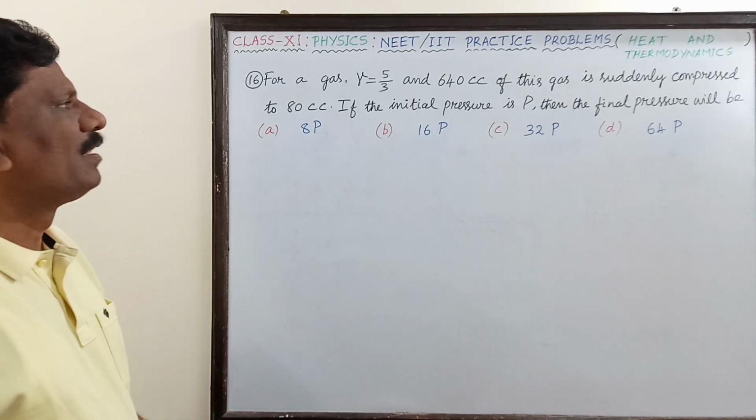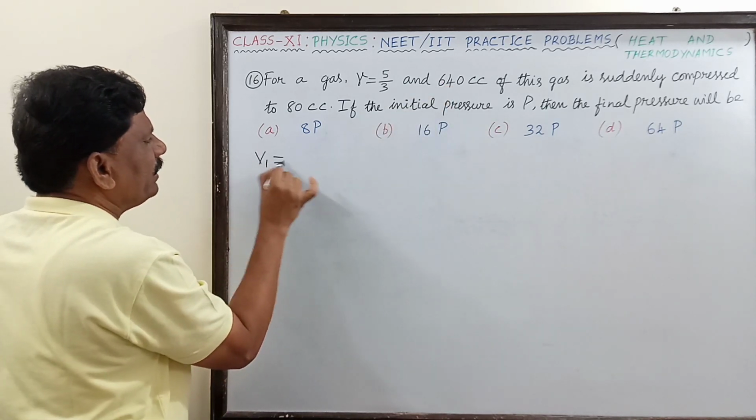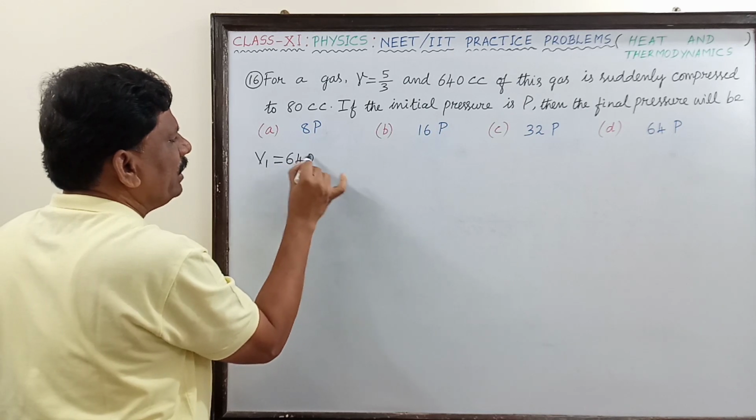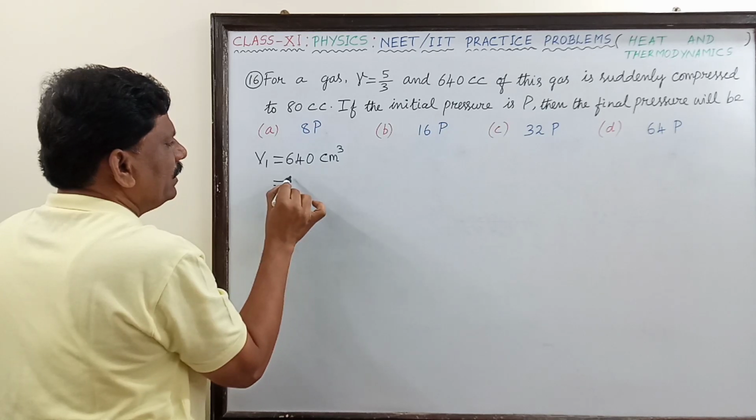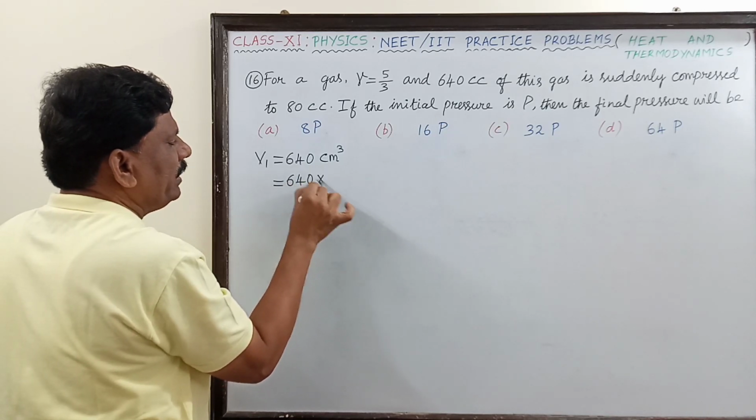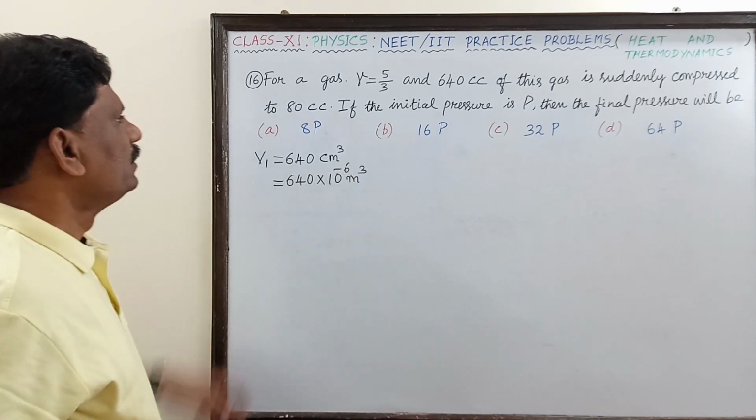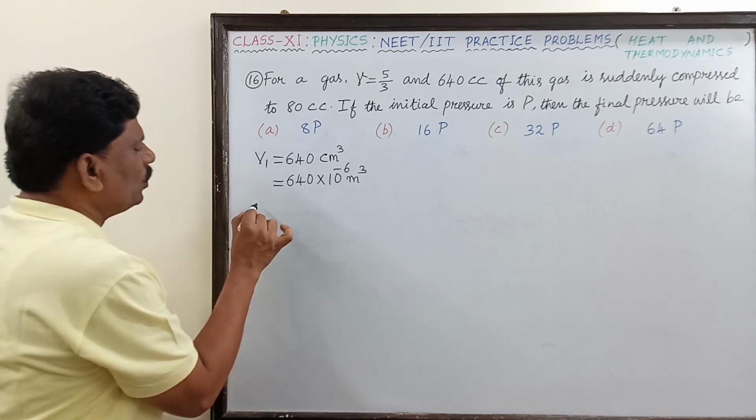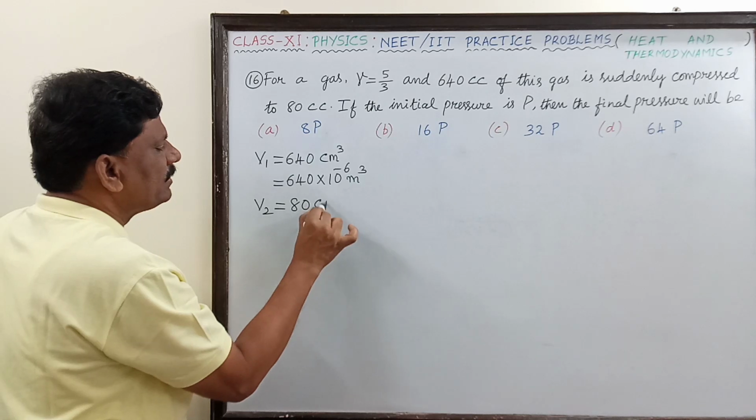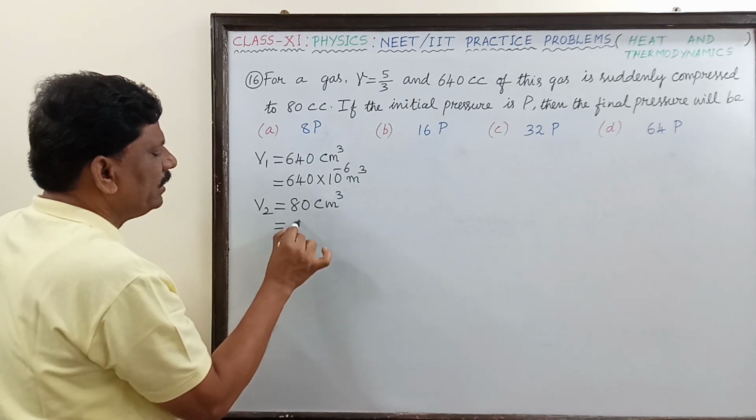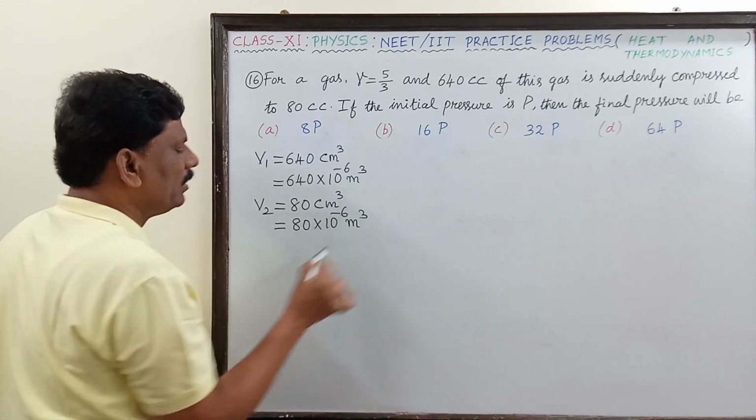So what is given here? The initial volume is given. So the initial volume V1 is equal to 640 cubic centimeter. This is converted into meter cube, so 640 into 10 to the power of minus 6 meter cube. Then the final volume is V2. So V2 is equal to 80 cc, so 80 centimeter cube. This is equal to 80 into 10 power minus 6 meter cube.